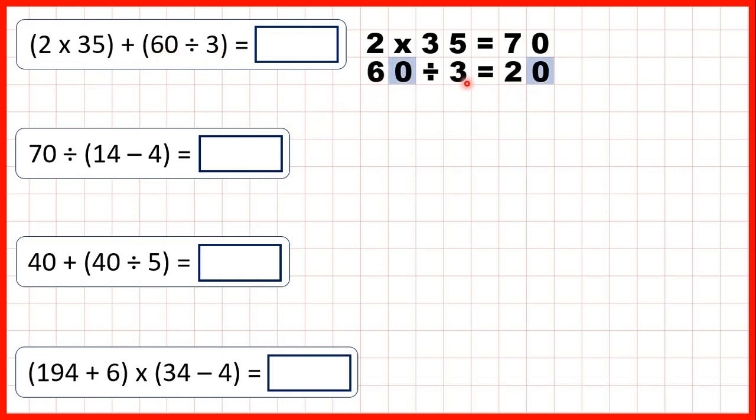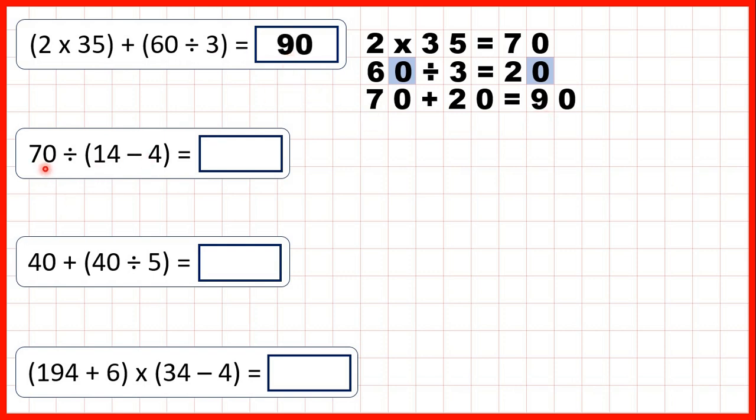That's because 6 divided by 3 is 2, and then if we have one end zero in our dividend, we need one end zero in our quotient. So now that we know that this bracket is 70 and this bracket is 20, we can add them together to get our answer, 90.